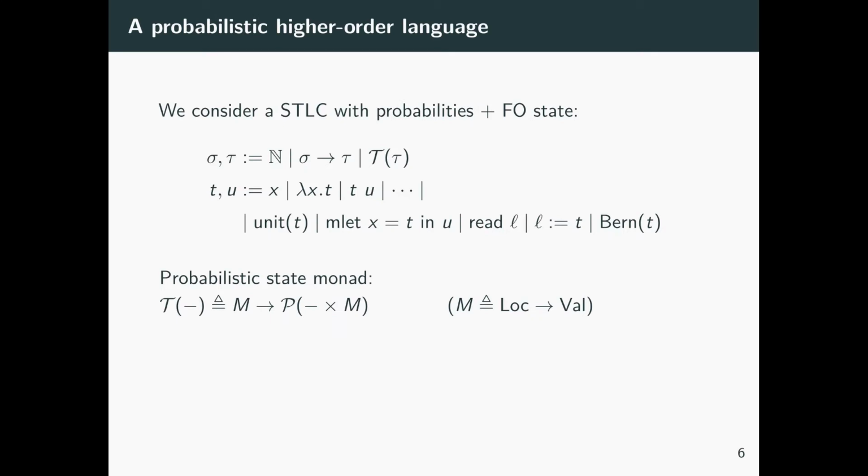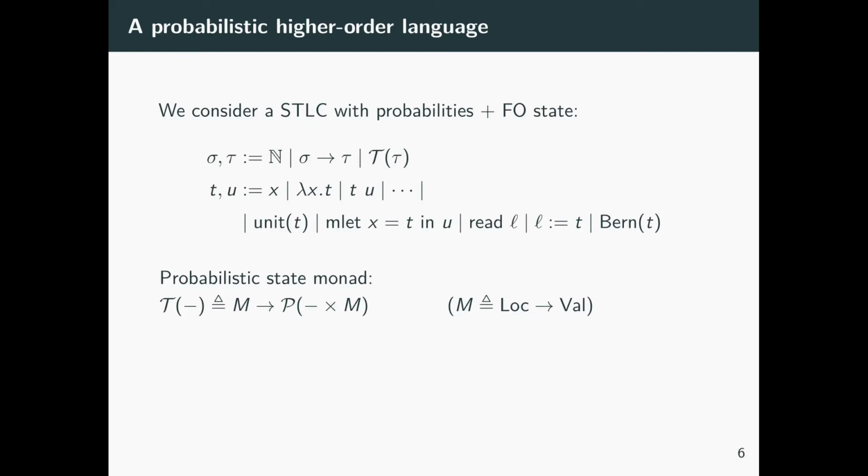The language to consider is a simply typed lambda calculus that we extend with terminating recursion, first-order state, and probabilistic sampling. Terms and types are mostly standard. We will use a monad T to represent effectful computations, which send an initial memory to a probability distribution over final results and memories. And here we use the letter P to denote probability distributions.